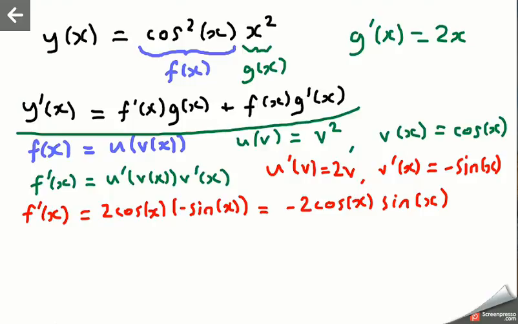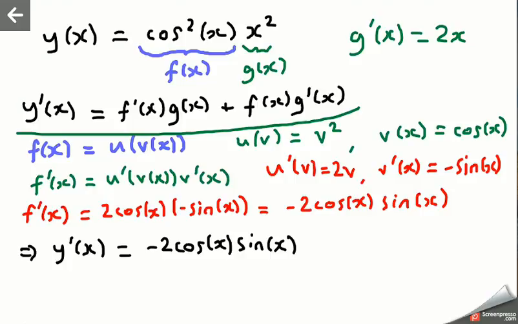Okay, so therefore y prime of x is equal to f prime of x, which is equal to negative 2 cosine of x sine of x, times g of x, which is equal to x squared, plus f of x, so cosine of x squared, times g prime of x, or g prime of x is just 2x. And we're pretty much done.